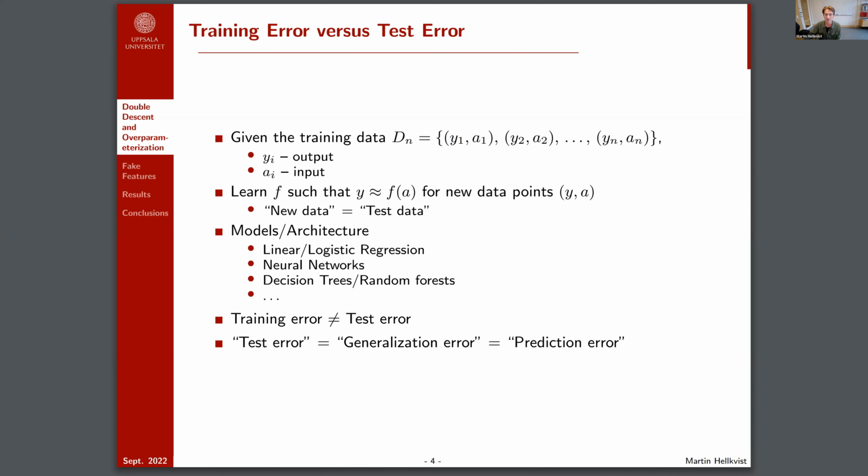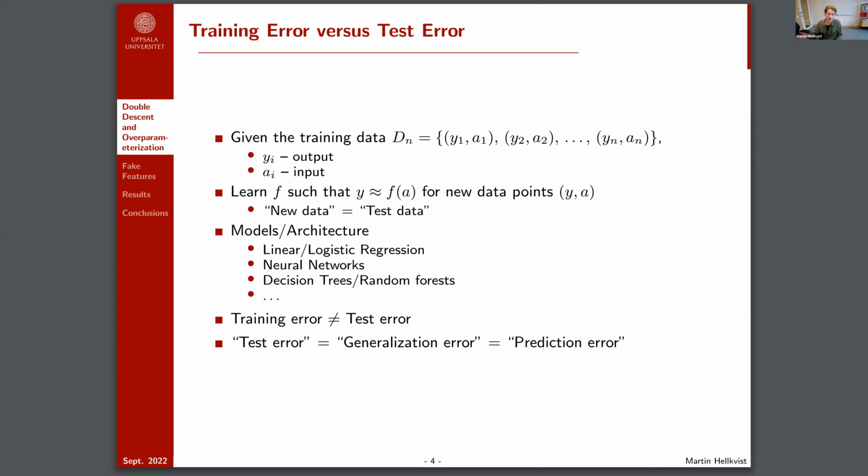So in the supervised machine learning problem, we are given a set of training data with the variables y as the output data or labels, and the variables a here as the inputs. And we are to learn a function f, which can approximate y well when a new input a comes. So we choose some model or architecture, for example, some type of regression, maybe neural networks or a random forest, to express this function or mapping f, which we then train using different learning schemes and optimization techniques.